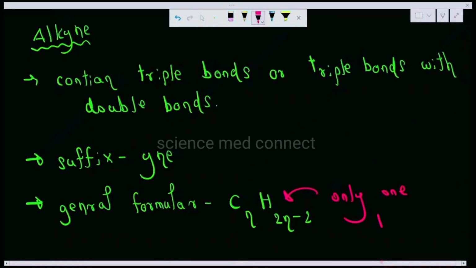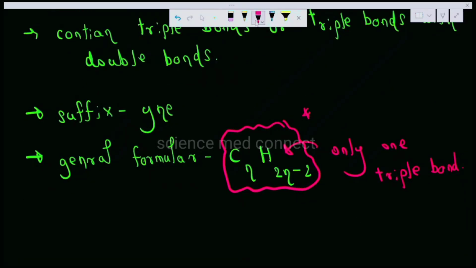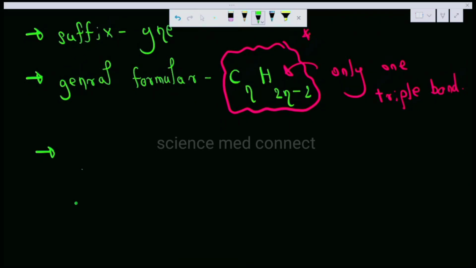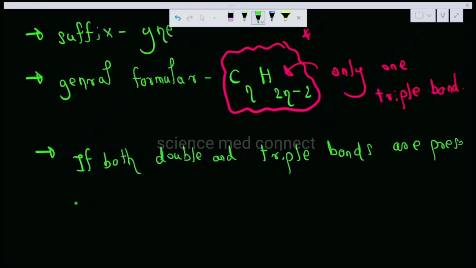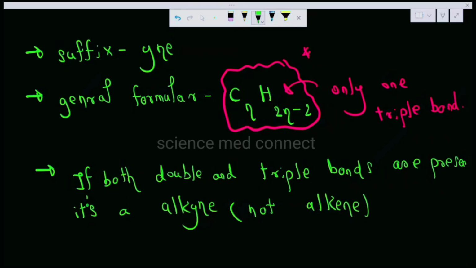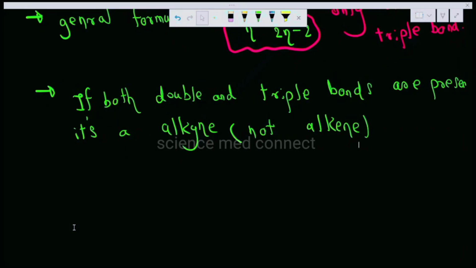So this general formula is only valid if there is only a single triple bond in the alkyne, not valid for every molecule. If both double and triple bonds are in a molecule, we identify that molecule as an alkyne, not alkene. If there is a triple bond and double bond, we identify that molecule as an alkyne.